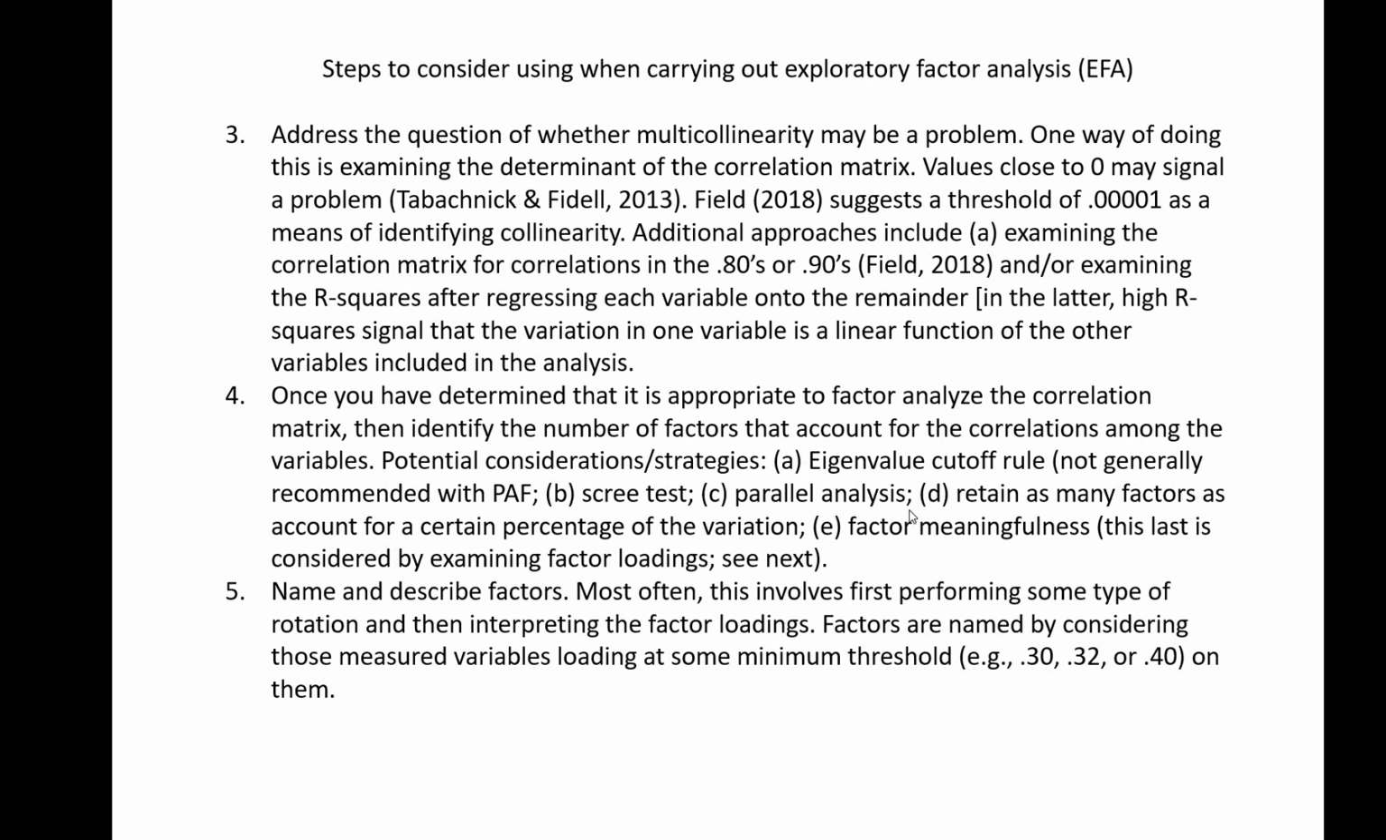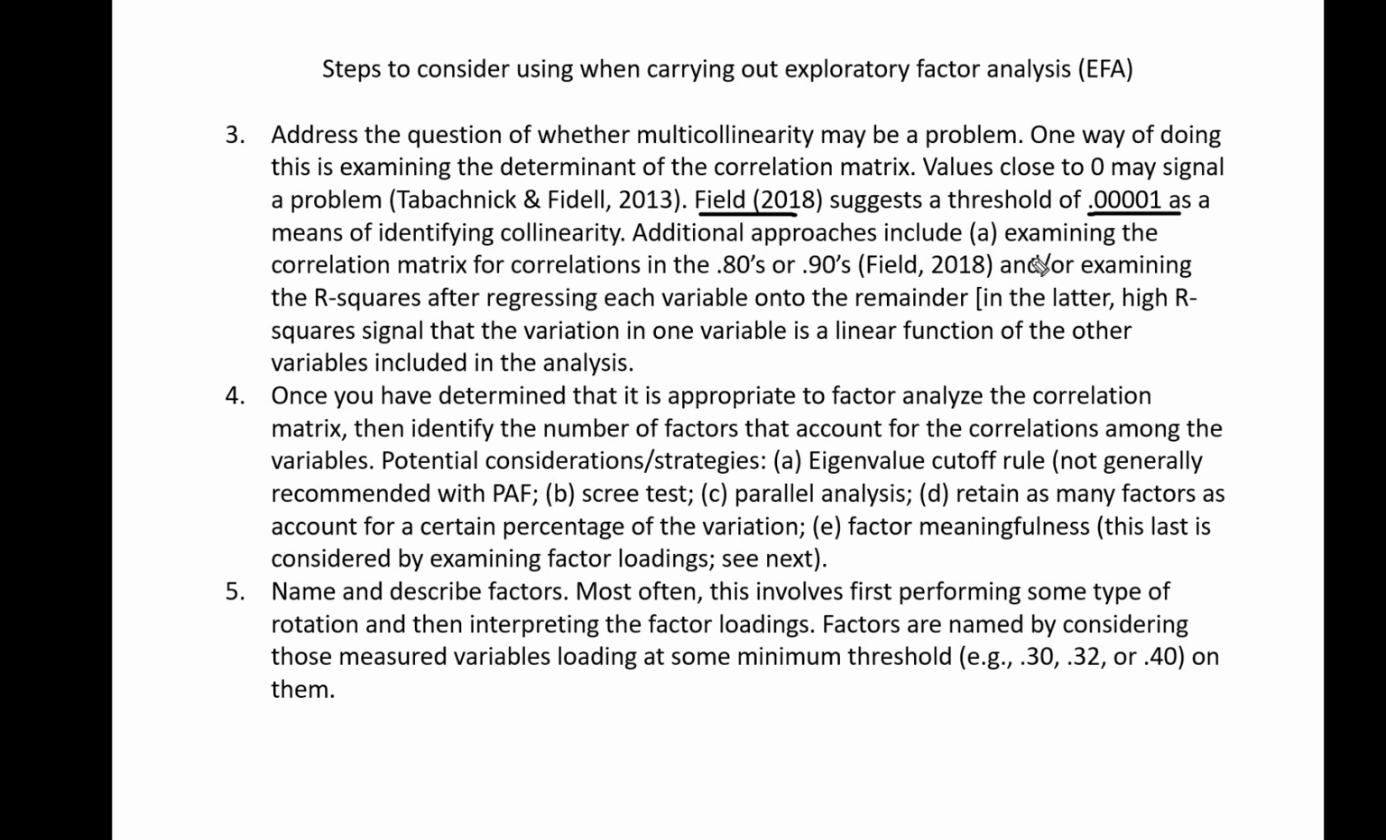Next, we also want to address the question of whether multicollinearity may be a problem. One way of doing this is to examine the determinant of the correlation matrix, and values found close to 0 may signal a problem. Andy Field suggests a threshold of 0.00001 as a means of identifying potential problems with multicollinearity.